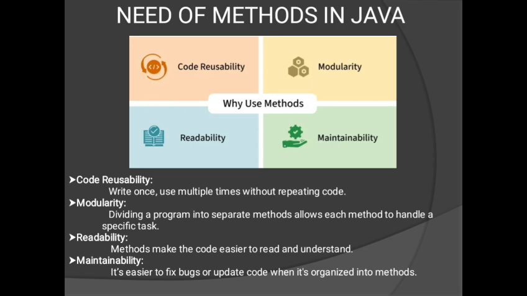Next is the need of methods. That means why we use methods. Code reusability: write once, use multiple times without repeating the code. Modularity: dividing a program into separate methods allows each method to handle a specific task. Readability: methods make the code easier to read and understand. Maintainability: it is easier to fix bugs and update code when it is organized into methods.